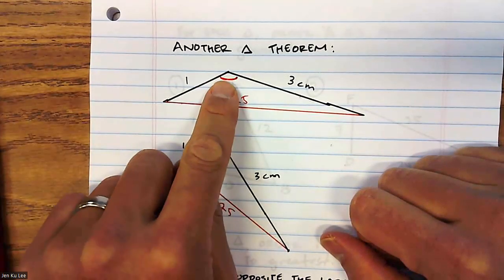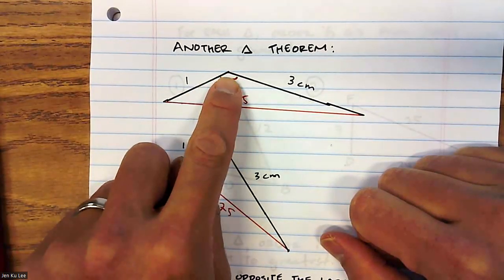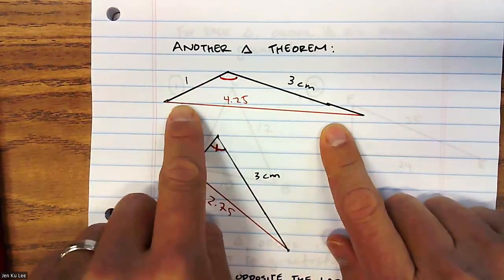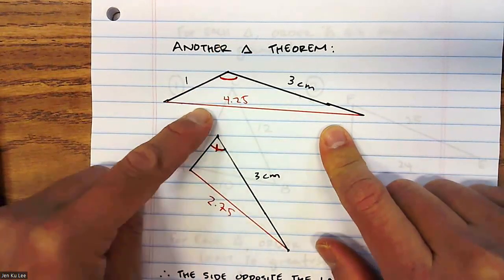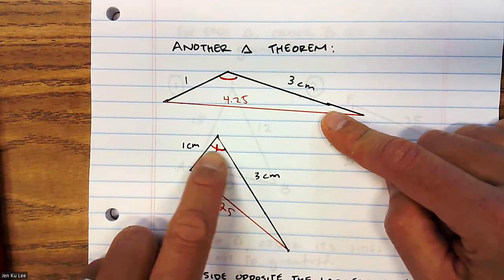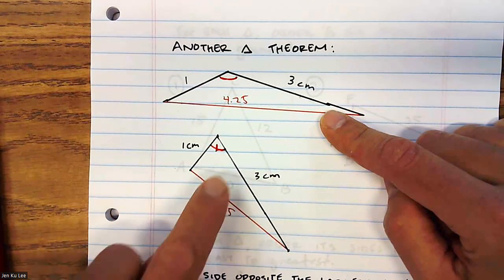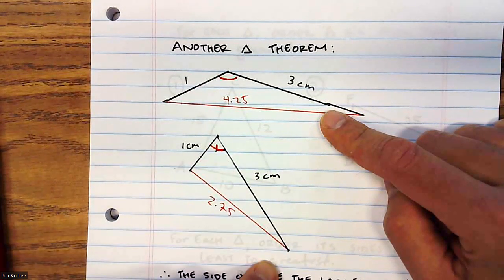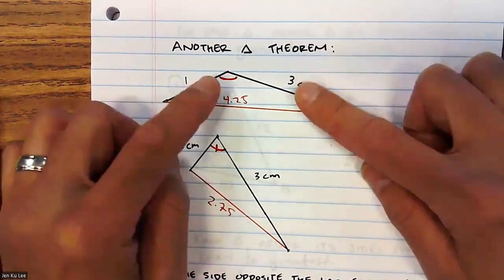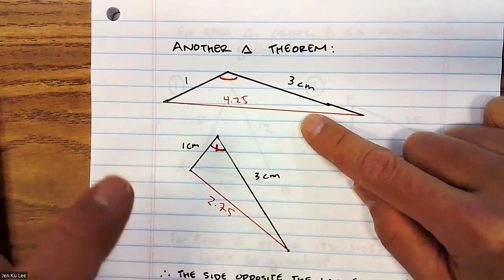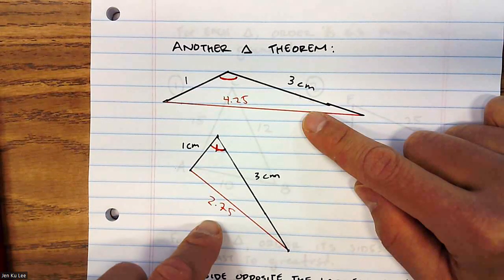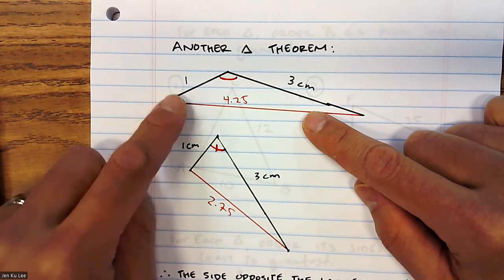So the bigger the angle, the bigger the side length is opposite that angle. Okay? The smaller the angle is, the side opposite that angle is smaller. Looking at these 2 relationships, right? So big angle, side opposite is big. Small angle, the side opposite is small. Okay? Questions on this theorem?